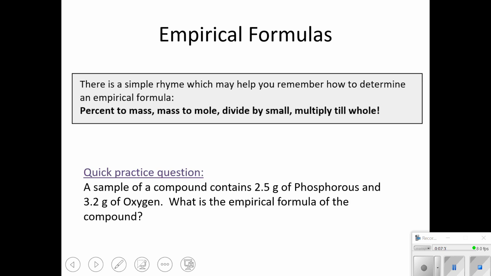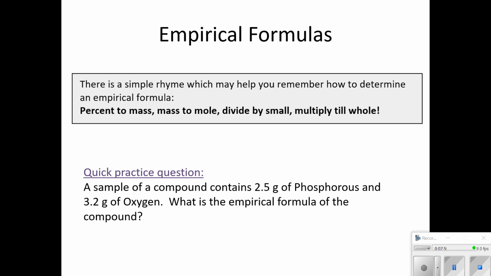So the next thing we talked about in this unit was empirical formulas. And remember, we had this kind of rhyme or chant or whatever you want to call it. Percent to mass, mass to mole, divide by small, multiply till whole. Here's an example of something that you might want to write down. If you find that helpful, you could add this to your notes.